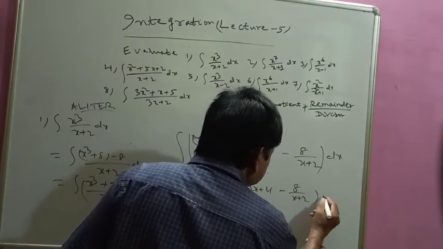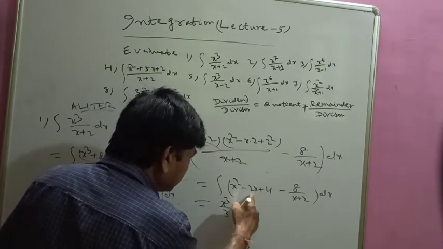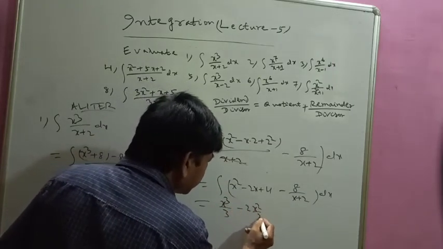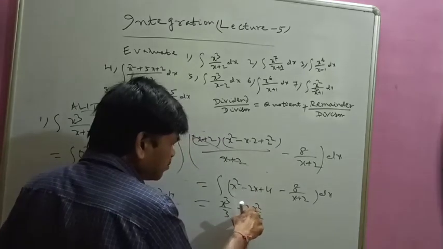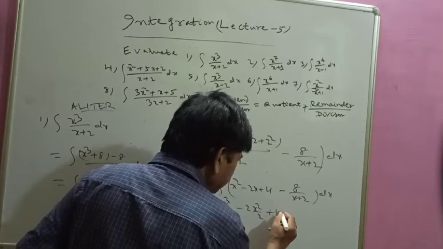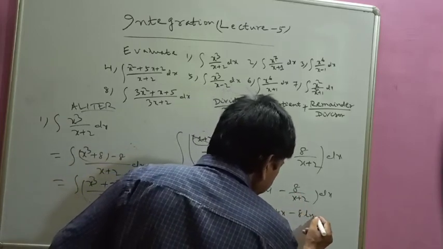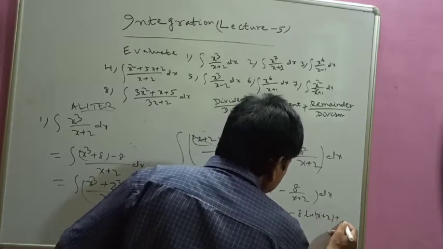Okay. So now this is the integration part. Integration of x square is x to the power 3 by 3. Then minus 2 into x square by 2, since integration of x is x to the power 1 plus 1 by 1 plus 1. Integration of 4 dx means it will be 4 times integration of dx, so 4x. Here 8 is a constant kept outside. Then integration of 1 by x plus 2 is log of x plus 2. So this is also you can do.